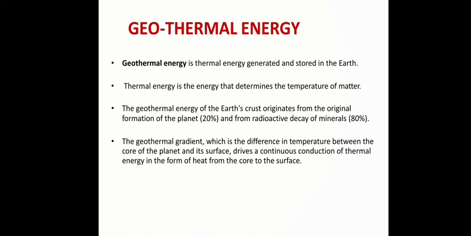Geothermal power is cost effective, reliable, sustainable and environmentally friendly, but has historically been limited to areas near tectonic plate boundaries.